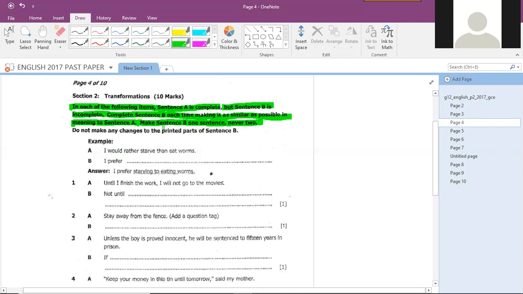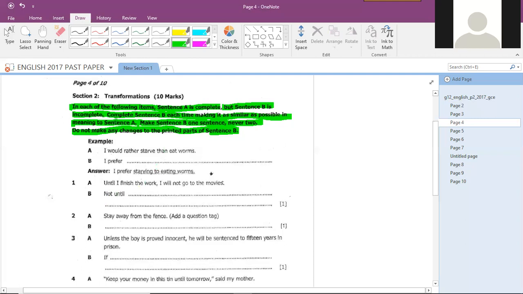And here when they say do not make any changes to the printed parts of section B, so these are the printed parts. I prefer, not until, if. I told you there will be some issue of question tags. So those are the printed parts. Do not make any changes. Do not cancel.